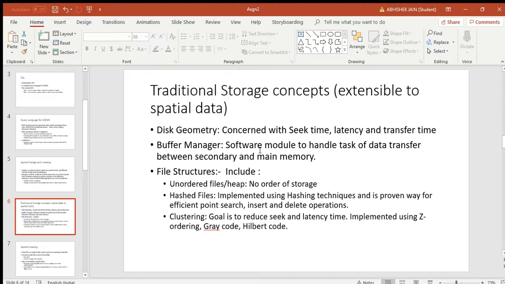Secondly, hashed files, which are usually implemented using hashing techniques and are a proven way for efficient point search, insert, and delete operations. The third structure is clustering, where the goal is to reduce seek and latency time. It is implemented using Z ordering, Gray code, and Hilbert code.